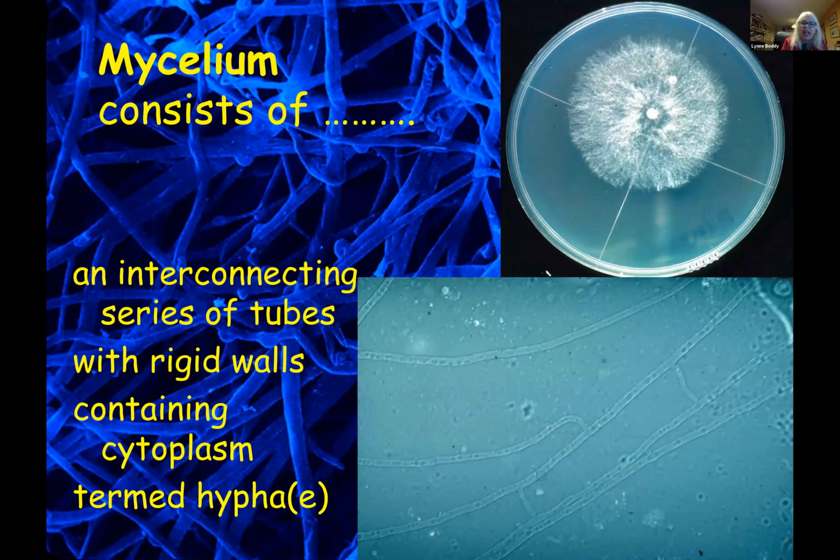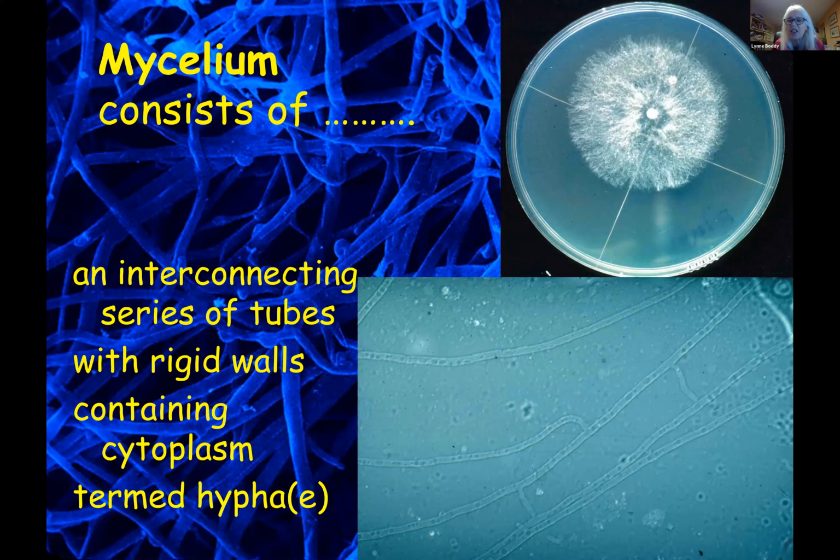Mycelium consists of an interconnecting series of tubes with rigid walls. They contain cytoplasm. They are microscopic. This is a micrograph that you can see here. I suppose these hyphae, the individual tubes of filaments are called hyphae. This is a hypha, singular. And I guess each of these hyphae is probably about 15 micrometers in diameter. So really quite small. You need a microscope to see them. You can see lots of hyphae together are called the mycelium.